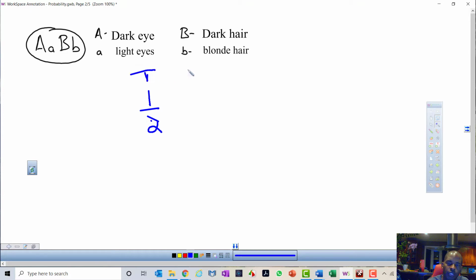And I want to know the chance of getting a second tail, which is also 1 over 2. So when I have two fractions like this, I'm going to multiply them. So the chances of me getting two tails is going to be 1 over 4, or 25%. All right? So now let's extend that to our genetic word problem here.